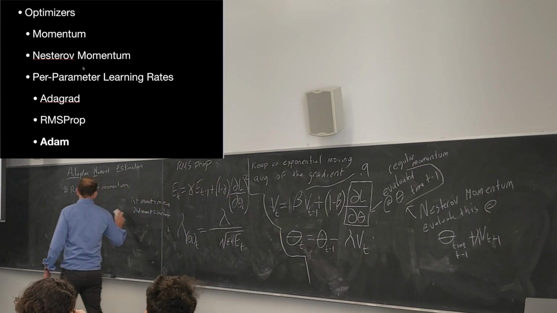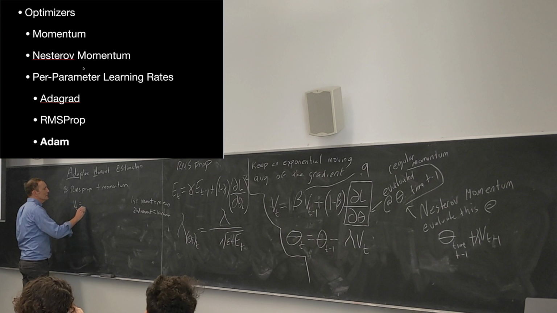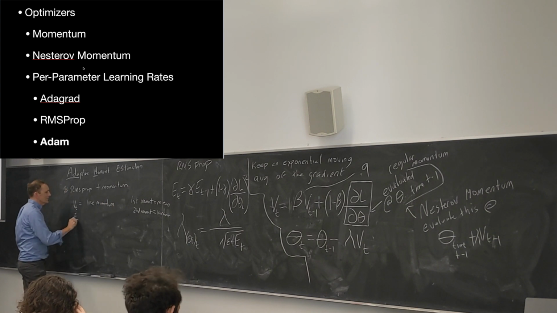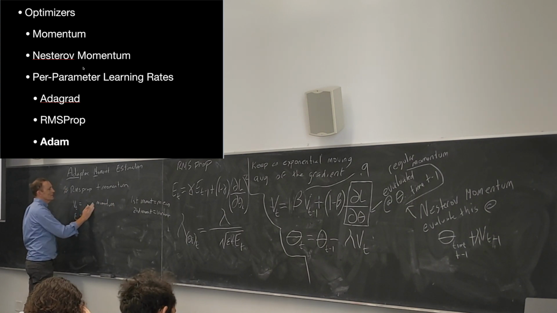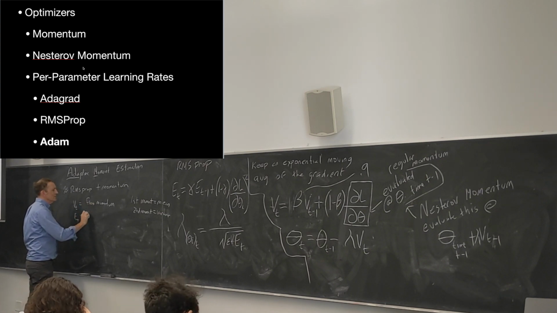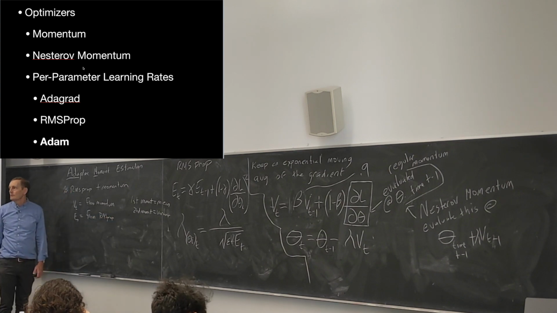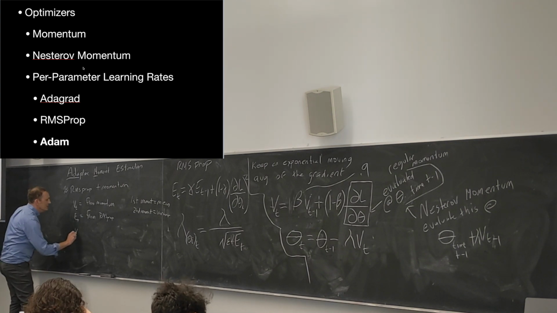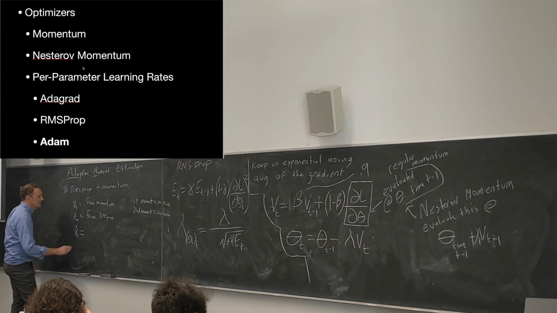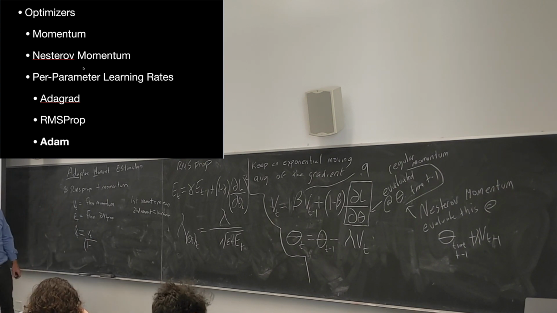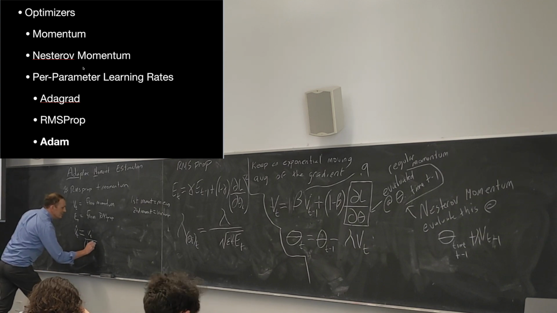And part of what they do, so V sub t equals like the momentum. E sub t equals, let's just say from momentum. E sub t is from Rmsprop. And then they make a slight adjustment. So V sub t hat equals V sub t over 1 minus beta to the t.